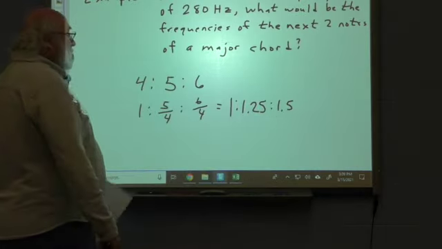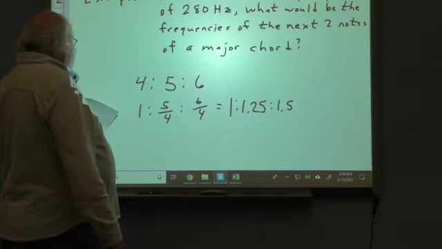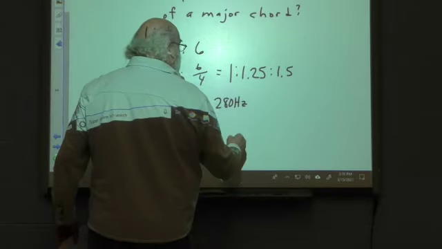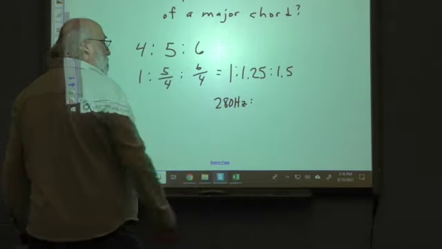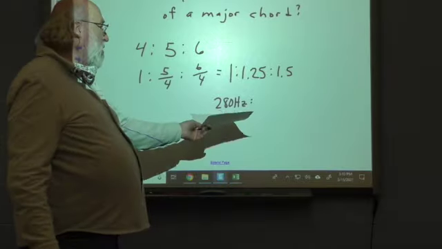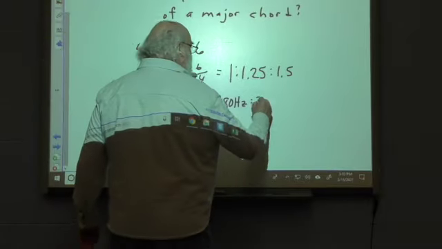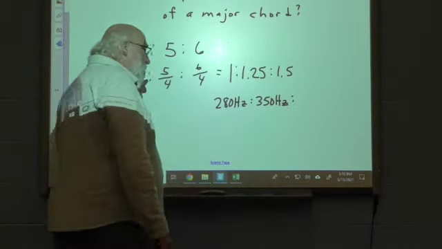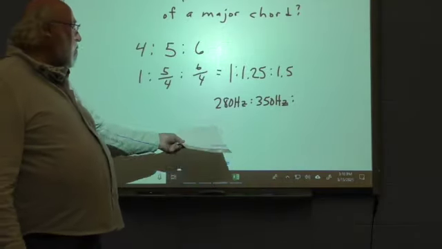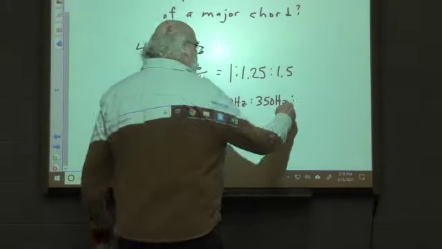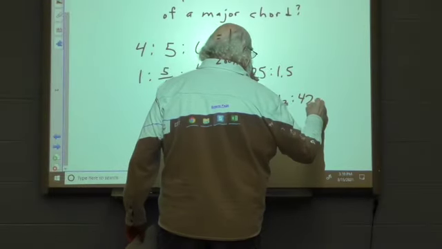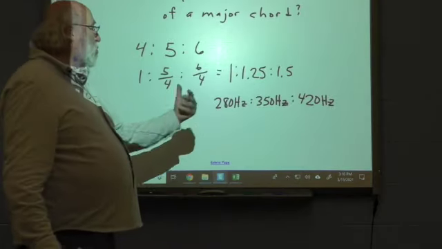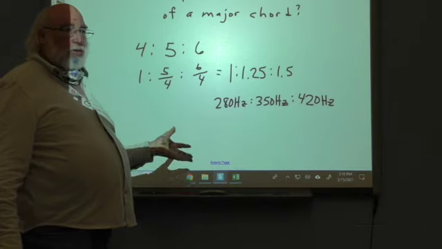And so what we do here is we put the 280 hertz in right here, and then multiply that by 1.25. Well, a quarter of that is 70, so add 70 to that, you get 350 hertz. And then the next one, you take half of that, which is 140. 140 plus 280 is 420 hertz. And so that's what you're going to get for a major chord, which you start with 280 hertz.